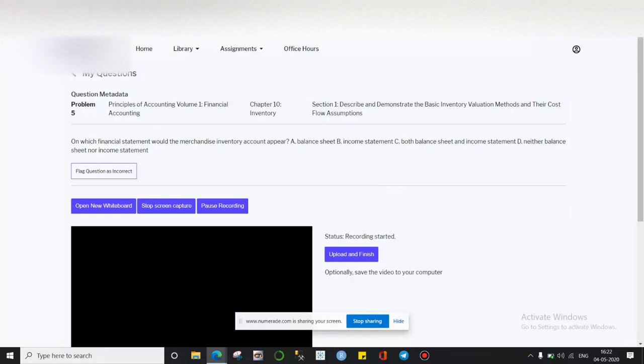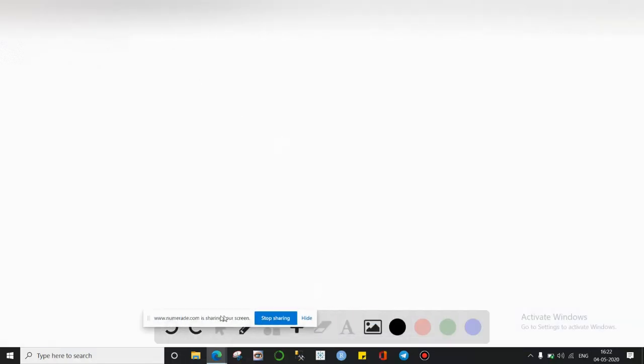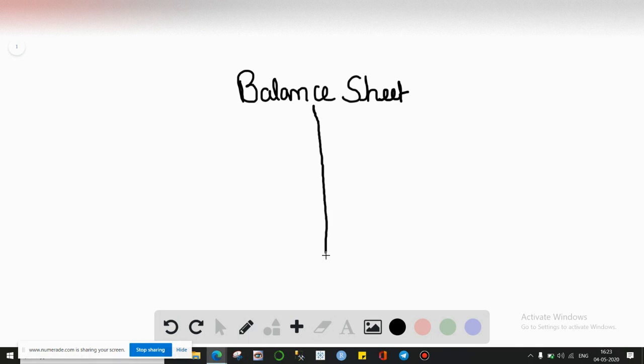So let's understand the current solution. But before that, we will understand how we prepare the balance sheet and what items are comprised in the balance sheet. Followed by that, we will understand what the solution to our current problem is.